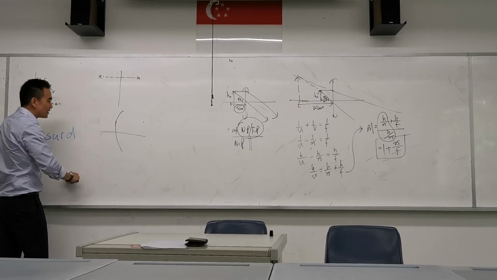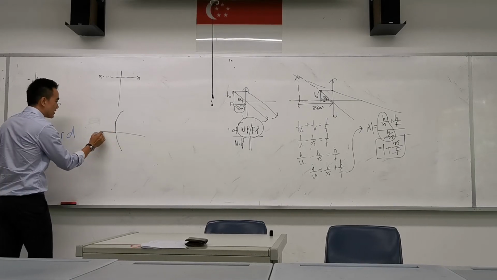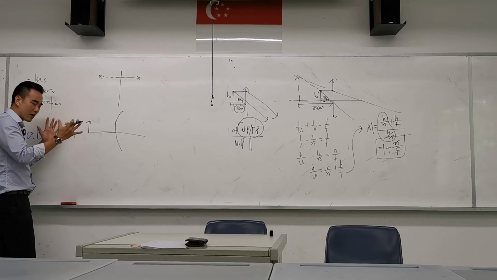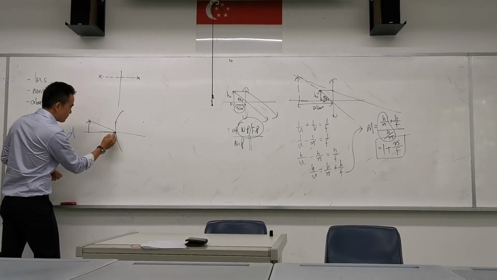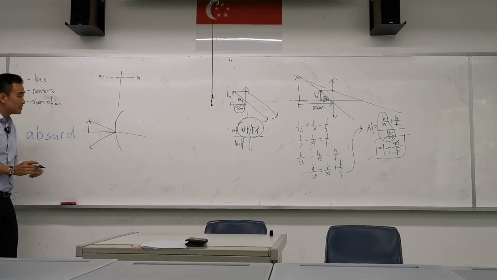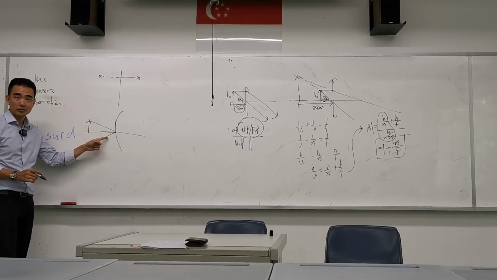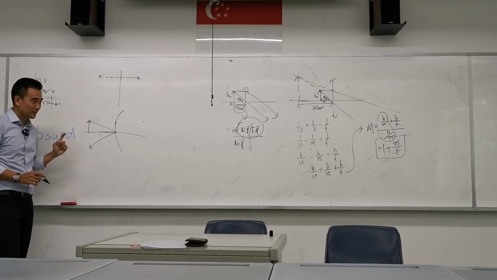Okay, let us draw some basic fundamental rays, and then you'll see for yourself how to combine these rays to form an image. If I have a light ray bouncing off like this, can you see that the angle of incidence must be equal to the angle of reflection? And that's why it bounces off like this.